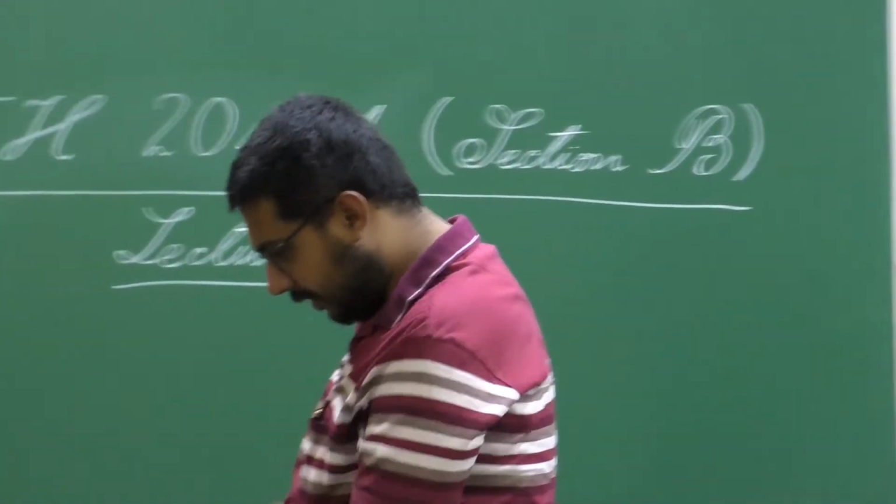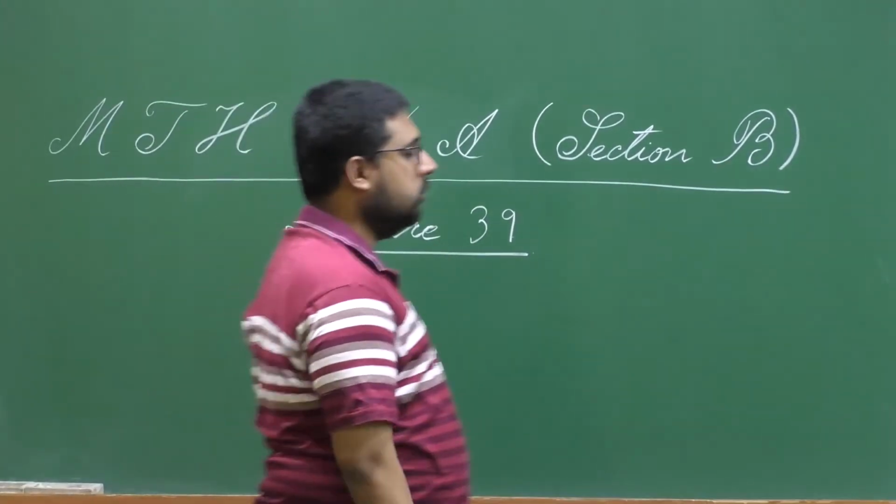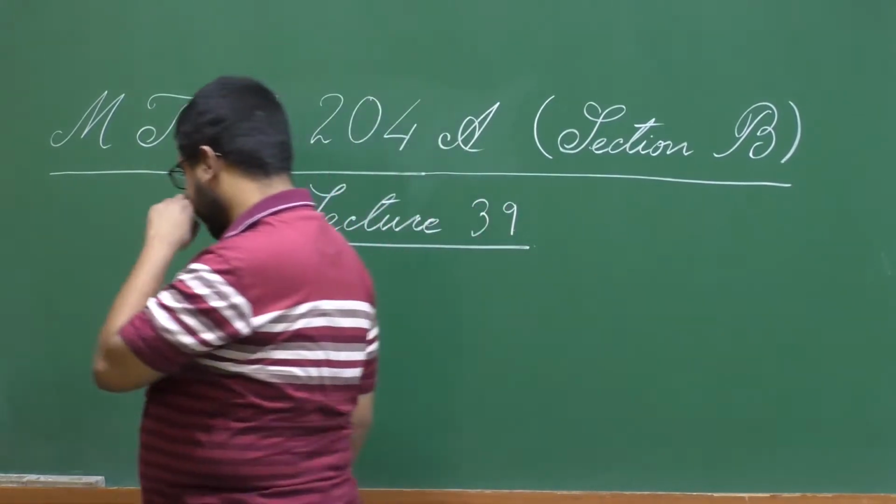This is the 39th lecture of the course MTH 204A for section B. Recall that in the last lecture we were talking about the canonical decomposition of a finite dimensional representation of a finite group.